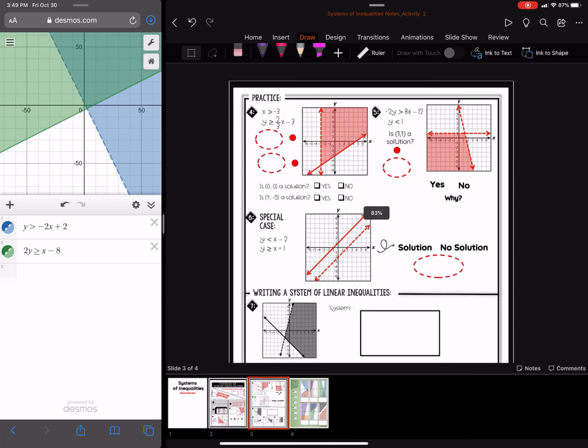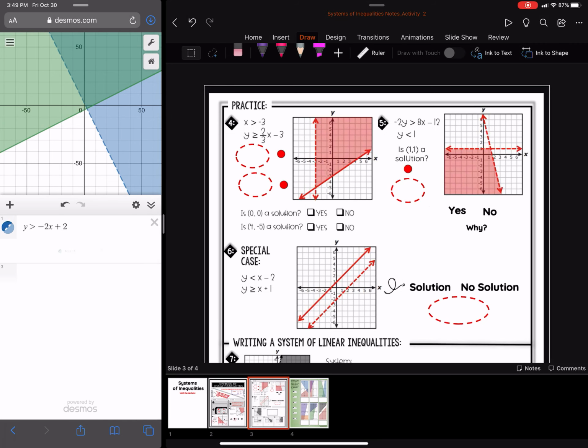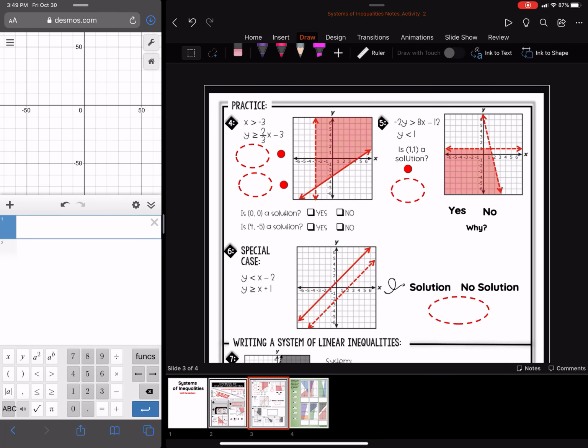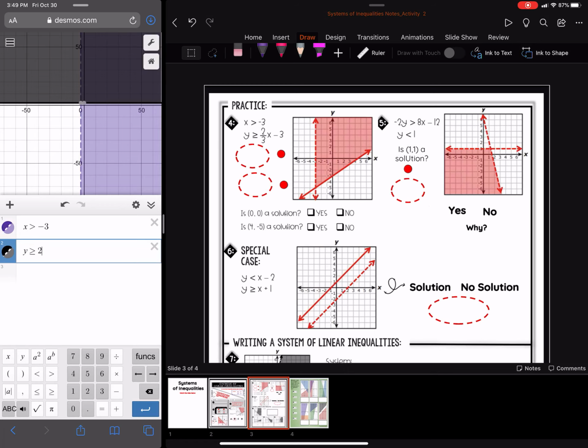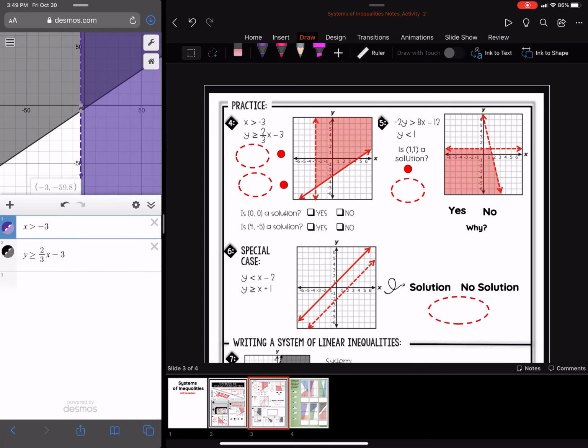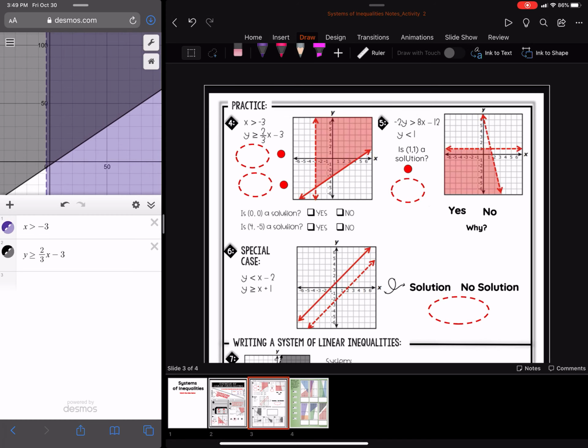Okay, next screen, we're going to be doing the same thing. First, I'm going to put these in exactly the way I see them in Desmos. x is greater than -3. And then y is greater than or equal to 2/3 x minus 3. Okay, so here we go. And that's exactly what you're seeing, the double shaded.